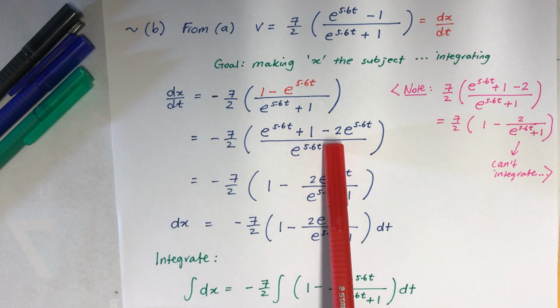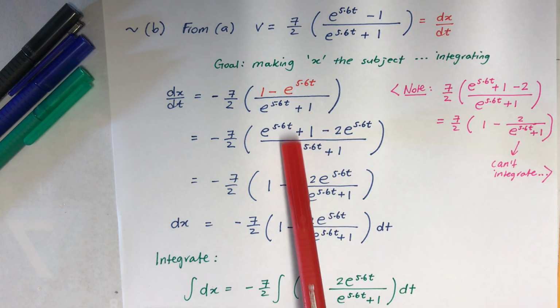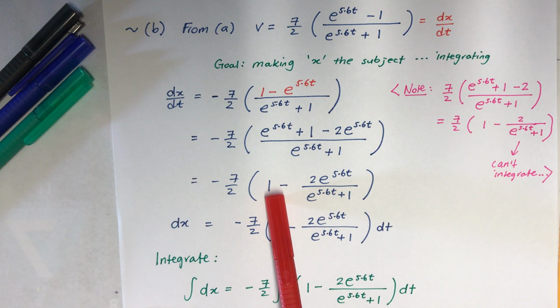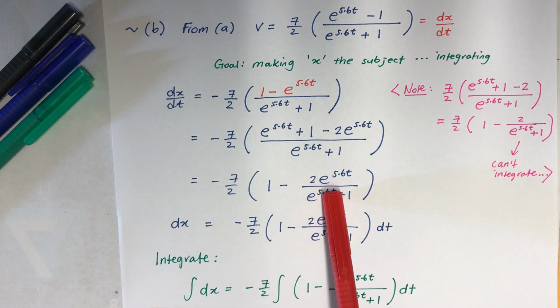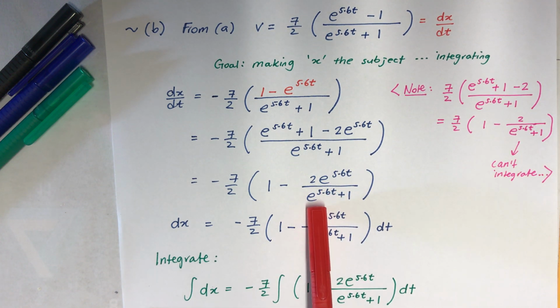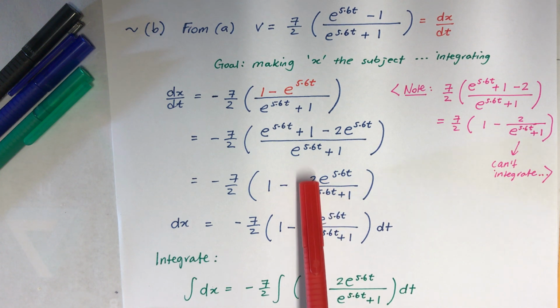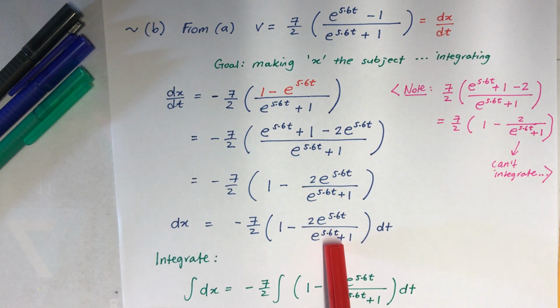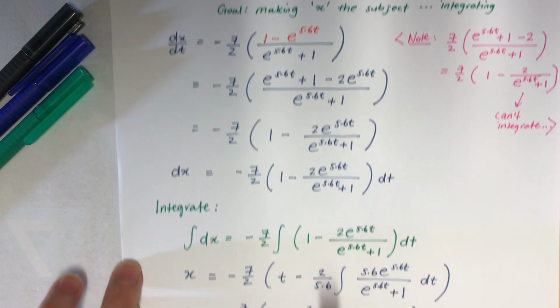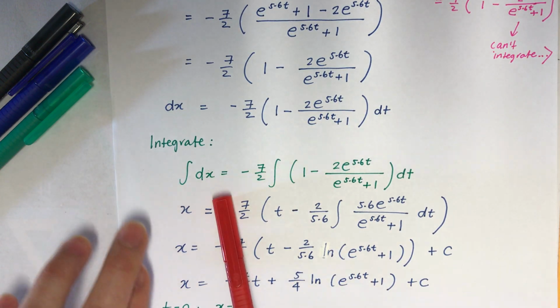So when I do that, I separate this, separate this. That part becomes 1, because you cancel out on the top and the bottom, it will be 1. And this one will come like this. Now, on this side, I know the derivative of e to the power of 5.6t is actually 5.6 e to the power of 5.6t. So I can do this because I already got the right setting here. So I'm ready to do the integration.